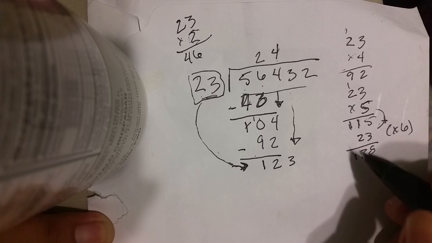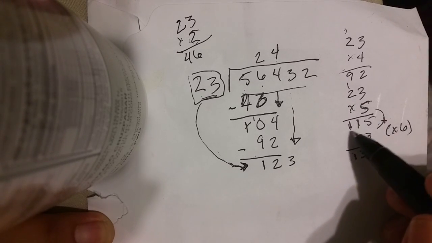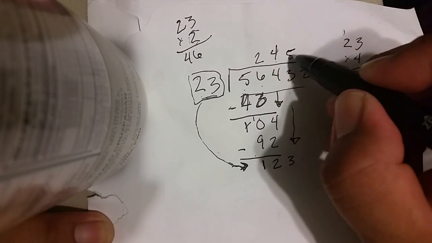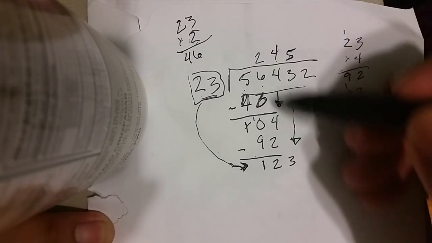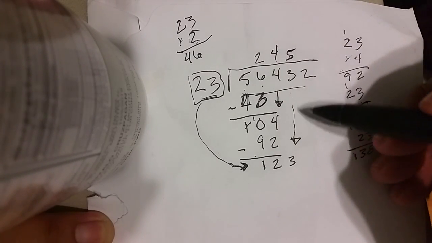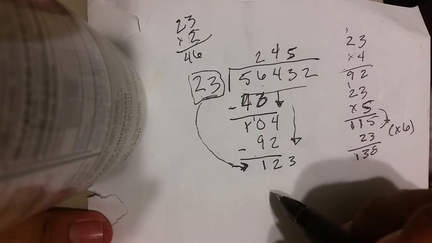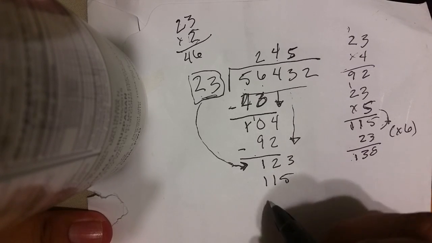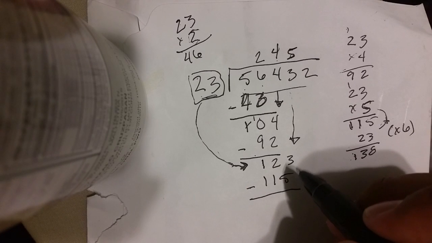So this is too big to go into 123, so I have to stop at 23 times 5, which gives me 115. So I write my 5 up here because that's the digit that I'm working with. You have to make sure that you keep everything lined up, because as soon as stuff doesn't stay in line, you lose track really quick. So I got 115. Same thing like the other ones, I'm going to subtract this out.